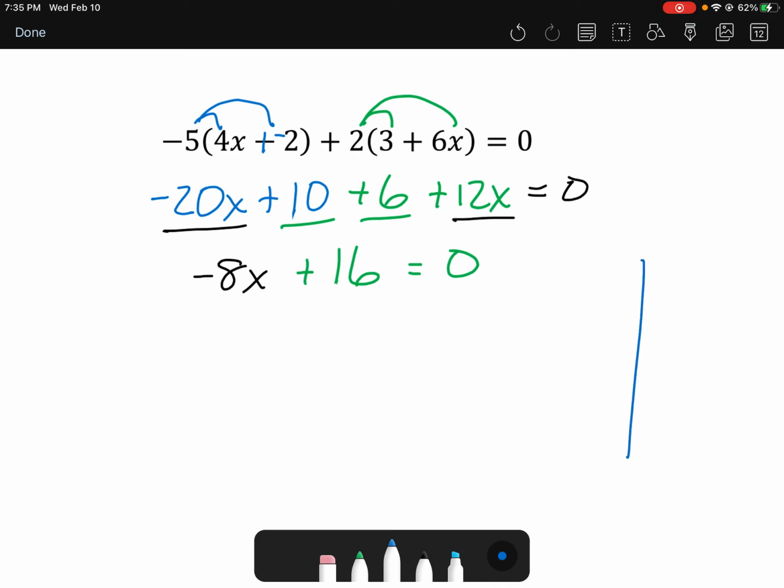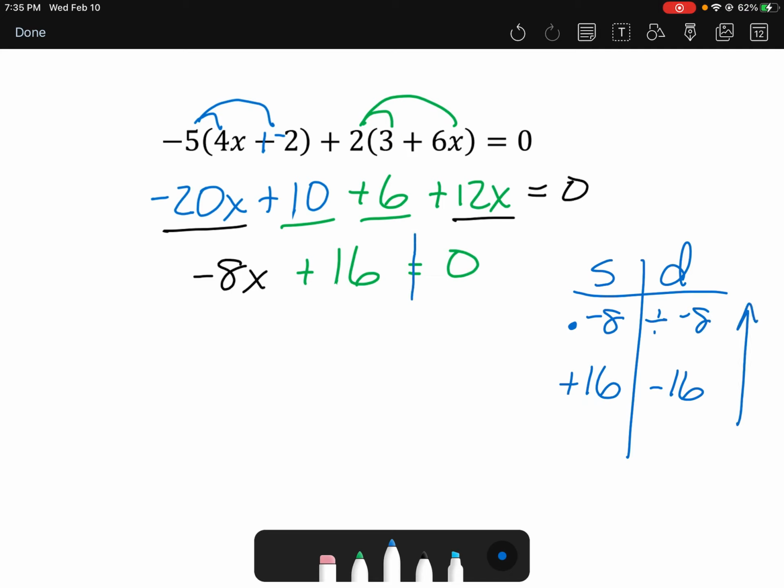Now I have a two-step equation. Now I can do my C-do table. The first thing going on with x is I'm multiplying by negative 8. After I multiply it by negative 8, I'm adding 16. So for my do side, I'll go ahead and put those inverses in there. Remember, when we're solving, we're going up this way on the table. I'll draw my line down the middle.